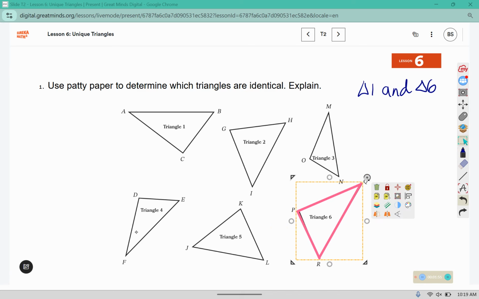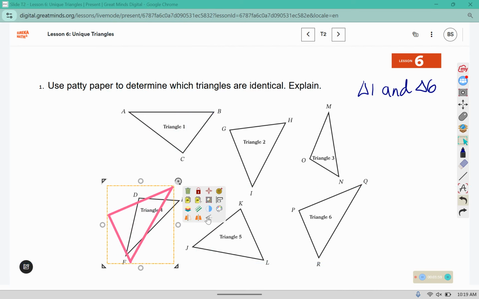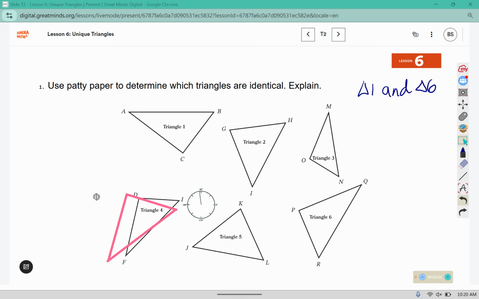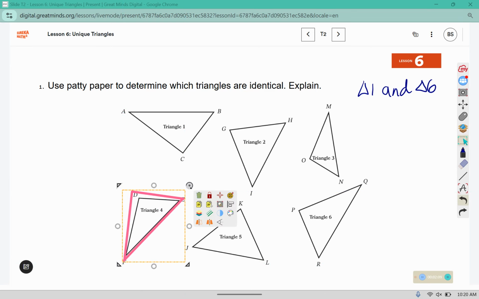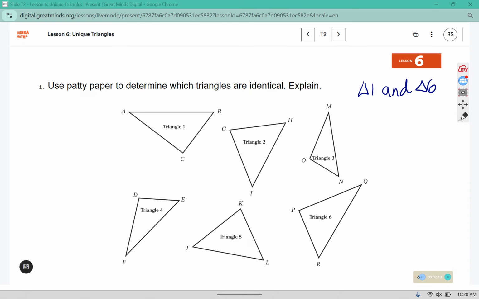I might also be able to make it match up here with triangle 4. Let's see. If I reflect and then rotate it, reflect meaning flip it over. Oh, but triangle 4 looks smaller than these. So let's trace another triangle.